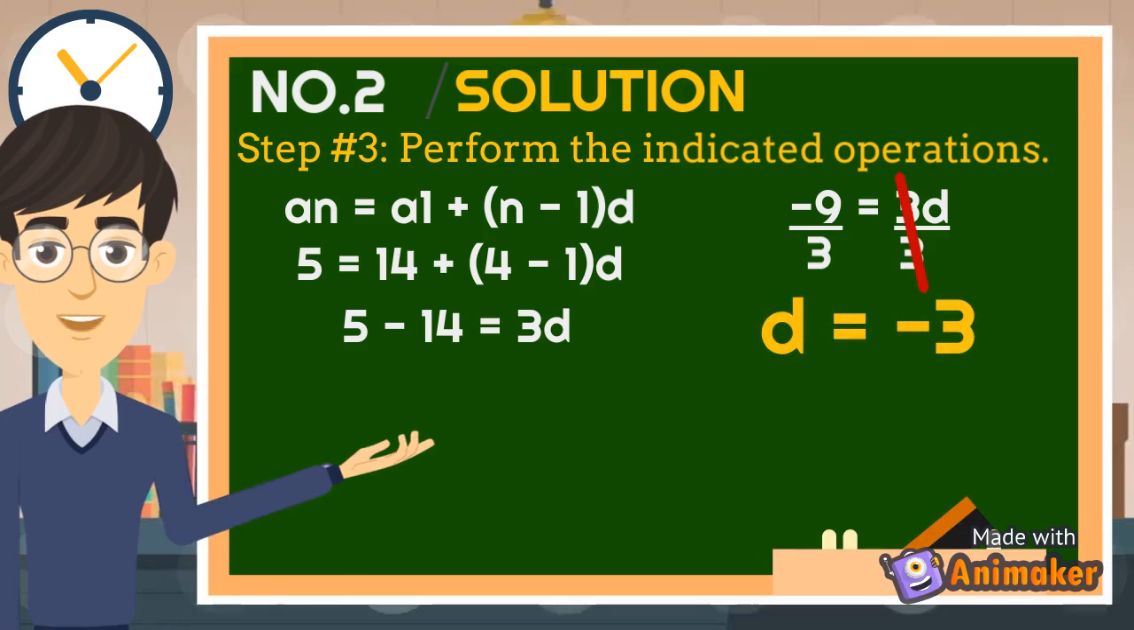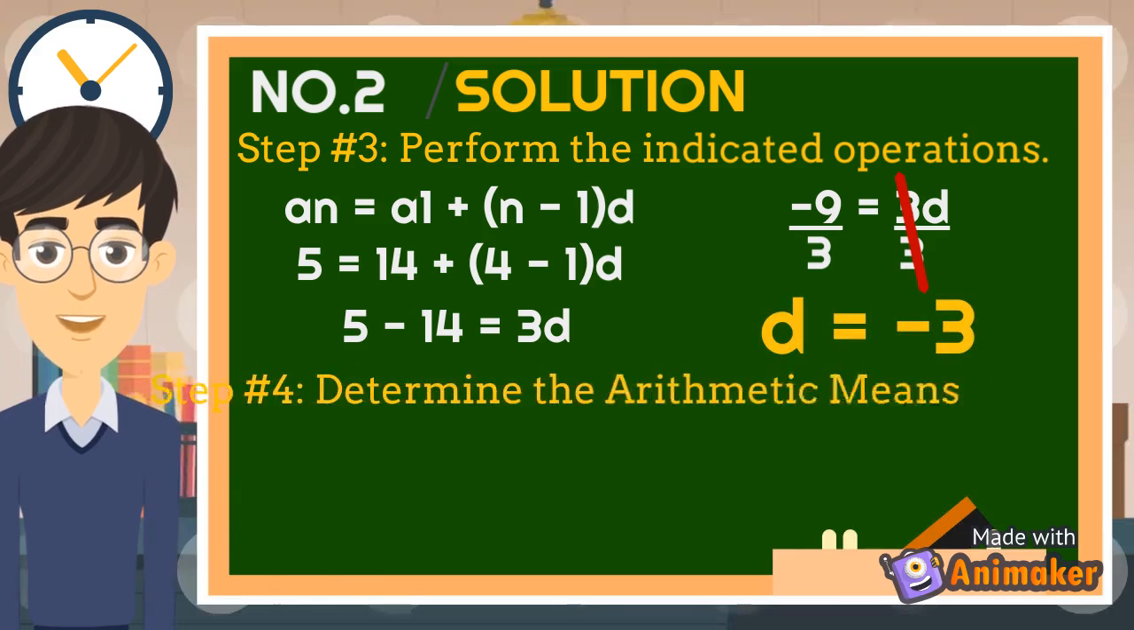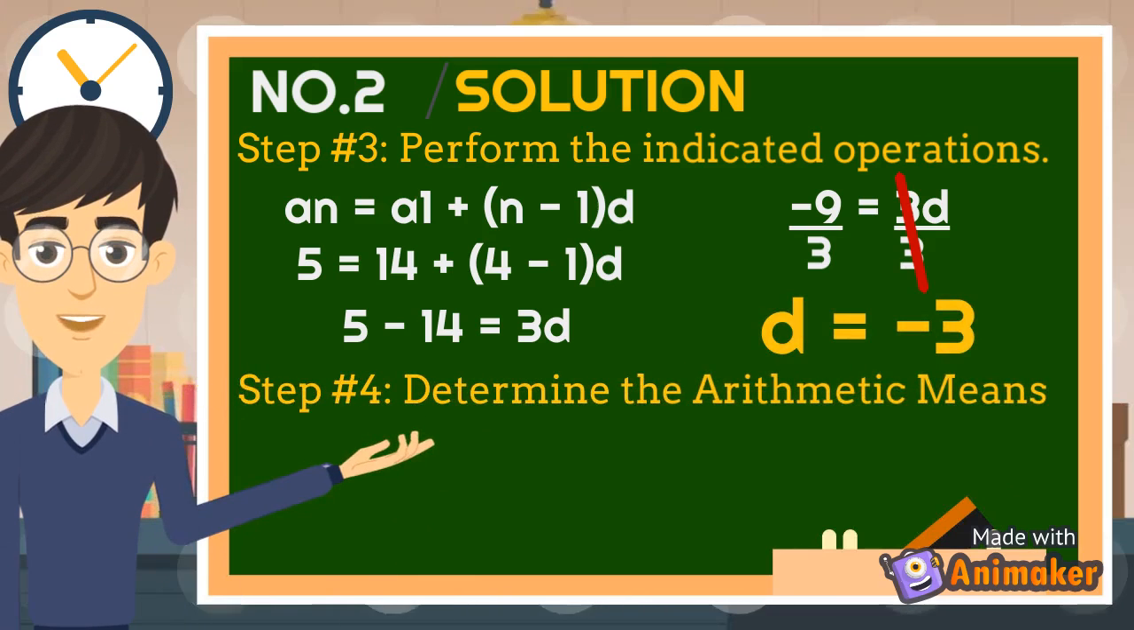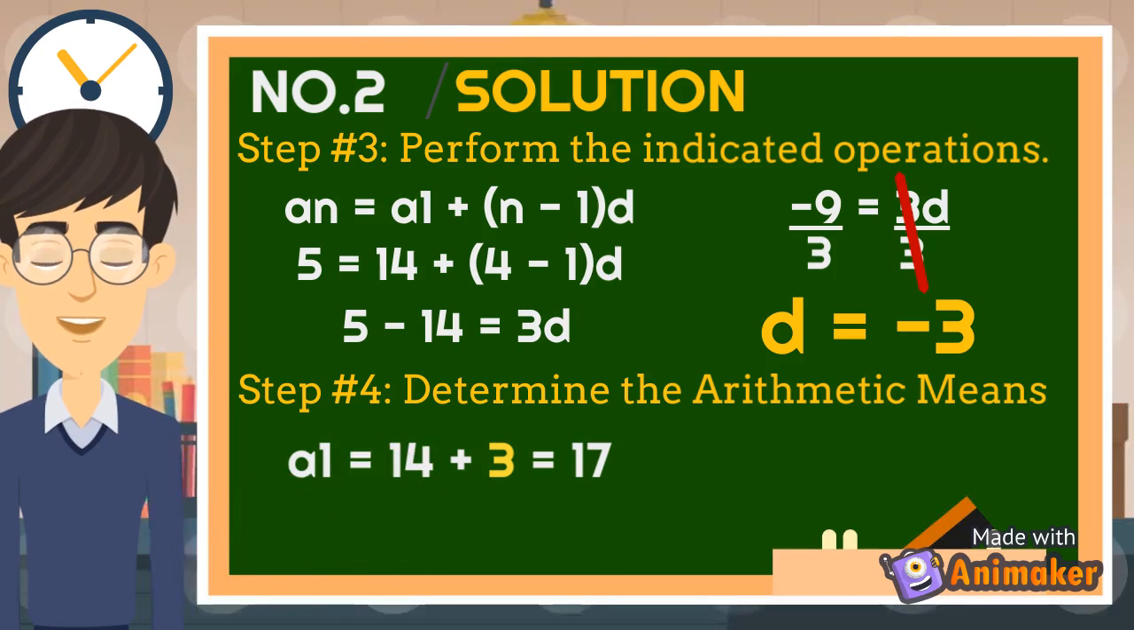This time, we already know the value of our common difference. Let us now write the first 5 terms of the sequence. Since the second term is 14, let us identify first a sub 1 before 14 by subtracting 14 by negative 3, which will give us 17.